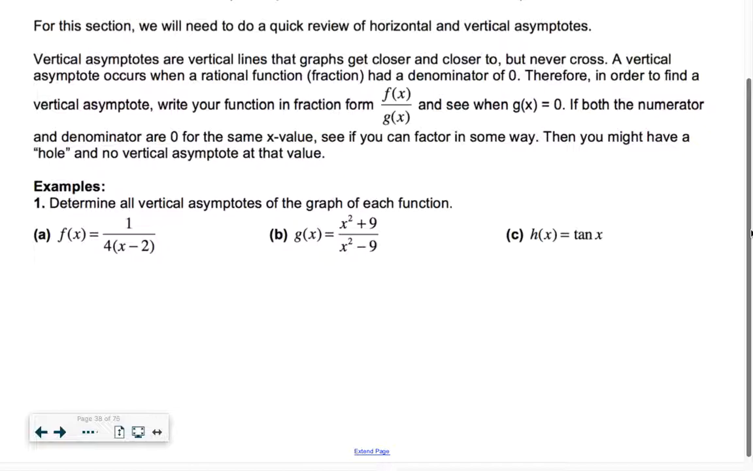So number 1, it says determine all vertical asymptotes of the graph of each function. So vertical asymptotes, if you remember, come from the denominator. So you set your denominator equal to 0. So you would have x equals 2. So that's our vertical asymptote. All right, so the next one, what do you guys think the vertical asymptotes are?